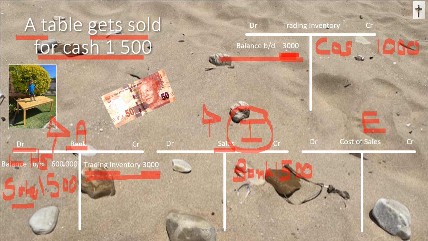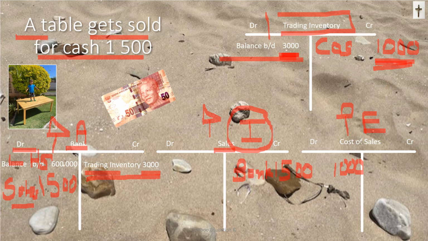So when we record the fact that we've got rid of 1,000 Rand worth of stock, in this case it was a table, we say that the asset trading inventory is expensed. We're going to show that 1,000 Rand as an expense. It was the cost of the sale. So in cost of sales, remember, cost of sales is an expense. An increase in expense, the rule says it must be debited, and it will be 1,000 Rand.